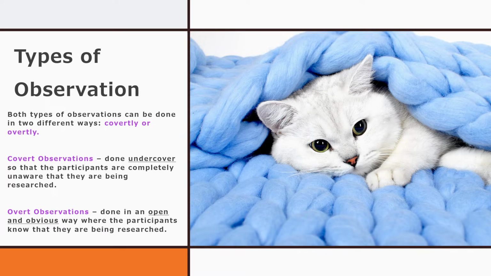Now, both types of observation, participant and non-participant, can be done in two different ways. And these two different ways will affect the kind of strengths and weaknesses of each observation. They can either be done covertly, which means done undercover, done in secret, and the participants are unaware that they're being researched, or they can be done overtly, in an open and obvious way. And the participants know they're being researched, they're informed ahead of time, they know what's going on. Again, different strengths and weaknesses that match these different types of observations.